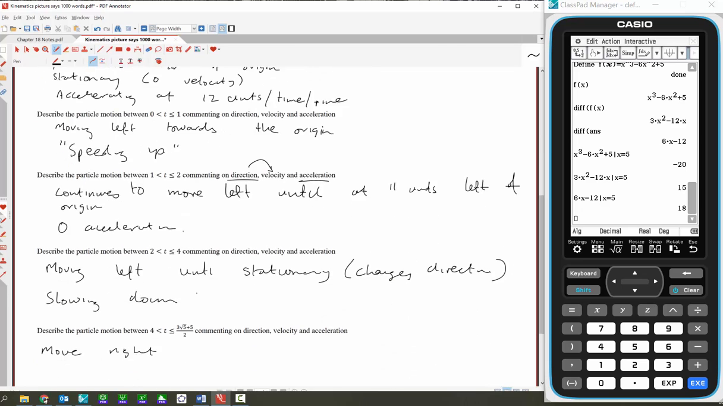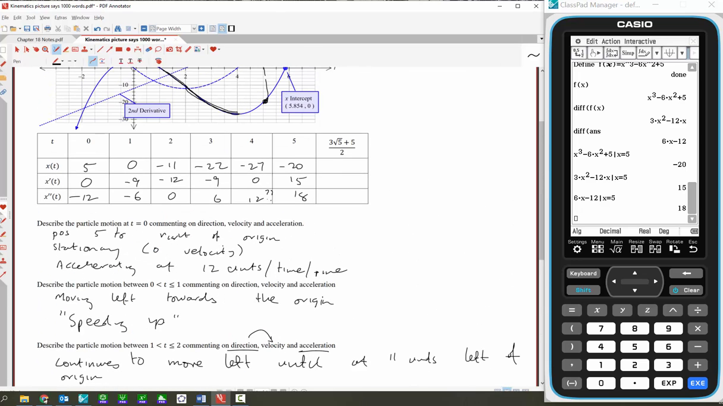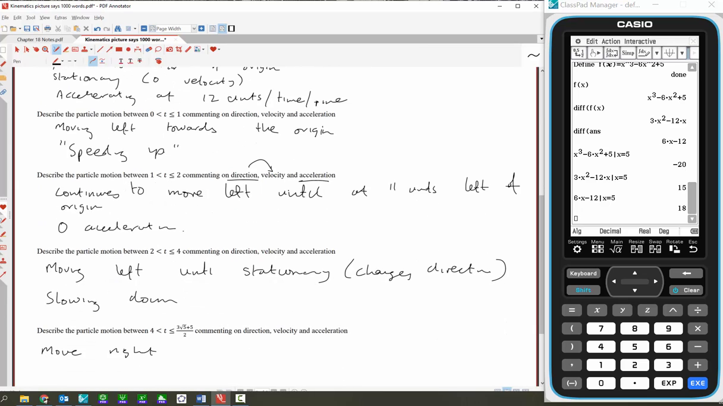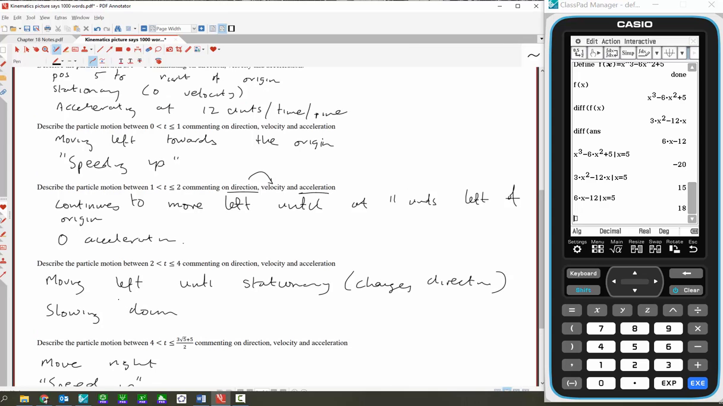Okay, so we're left but we're moving right. And these paired off signs here, positive velocity and positive acceleration, means that we're speeding up again. So move right, speed up. Close brackets. So we're moving right and speeding up.